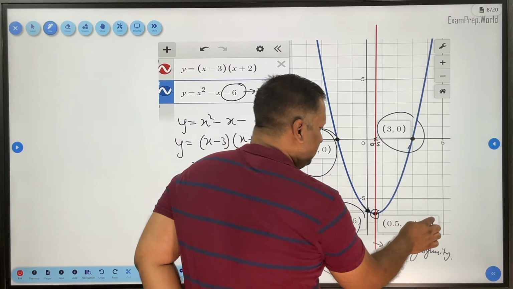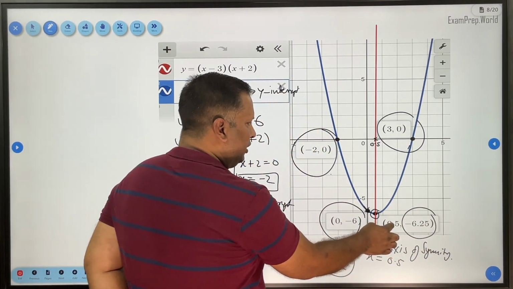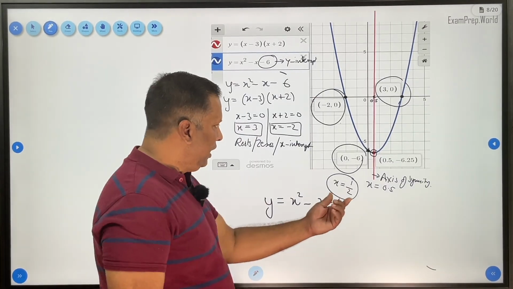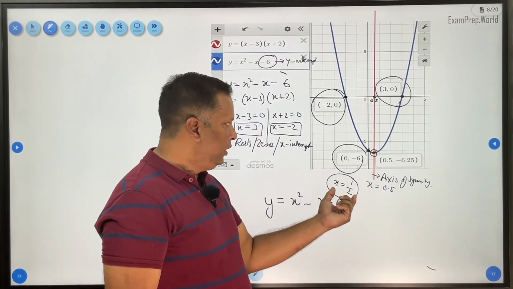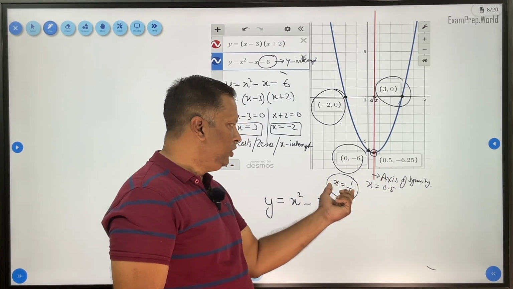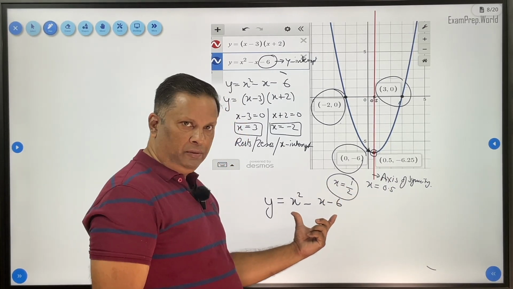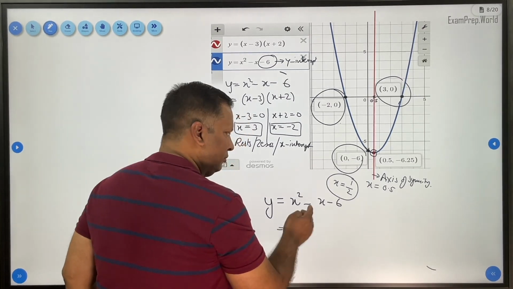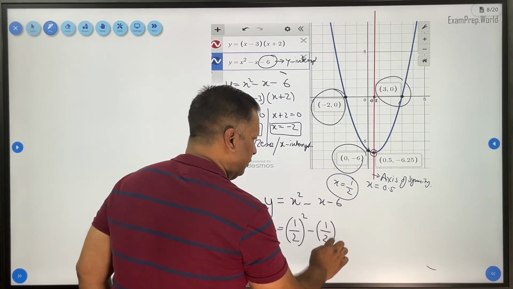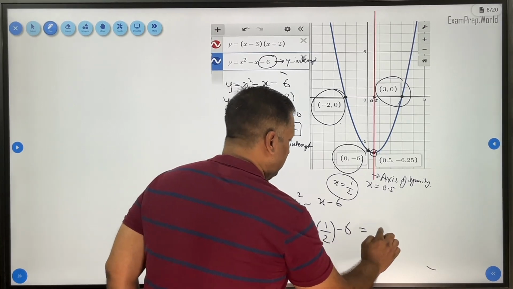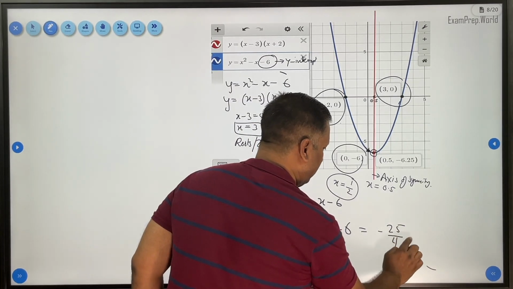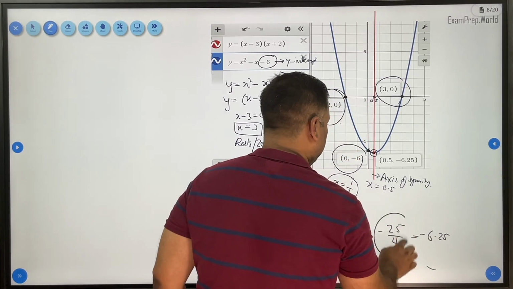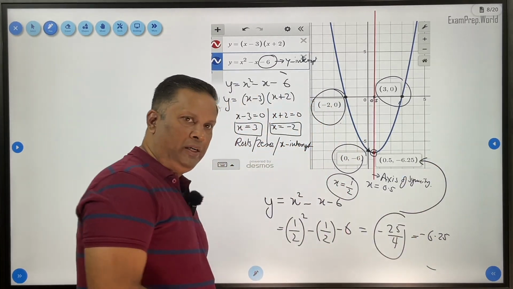And how do you get this y? You input 0.5 into the main function. So we have the x value as half. To get the y coordinate, we will input this into the main function. Okay, let's input half squared minus half minus 6. Solve this, you will get negative 25 by 4, which is nothing but negative 6.25. So this is your y coordinate of the vertex.